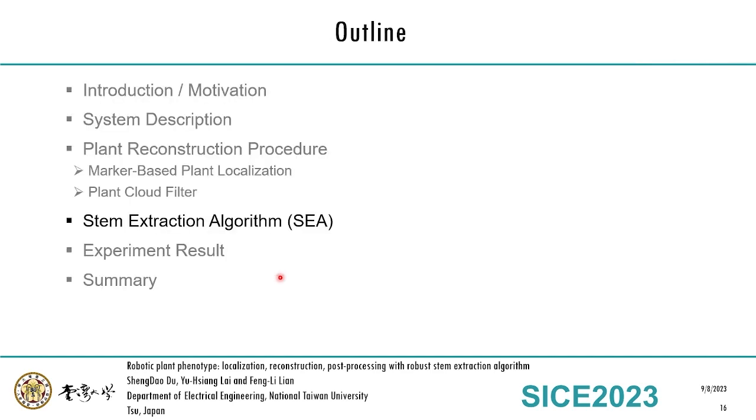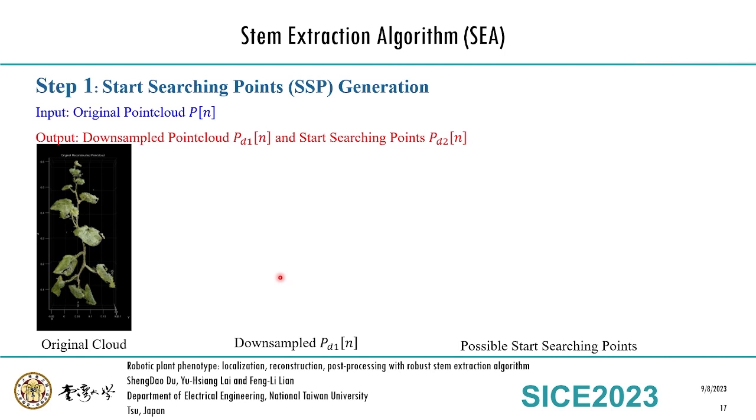Let's move on to SEA. The stem extraction is our core algorithm in the proposed system. It has a total of 4 steps. The first step is to generate the starting searching point.